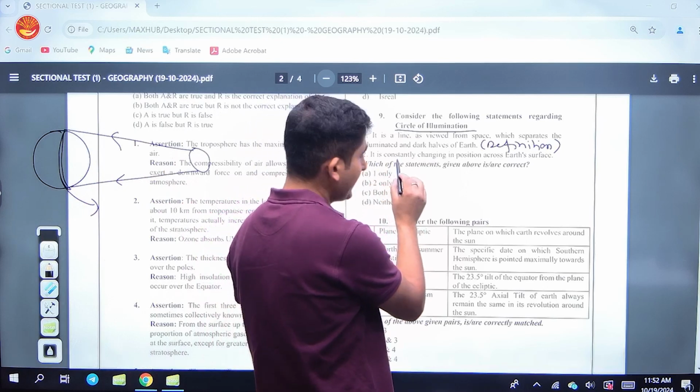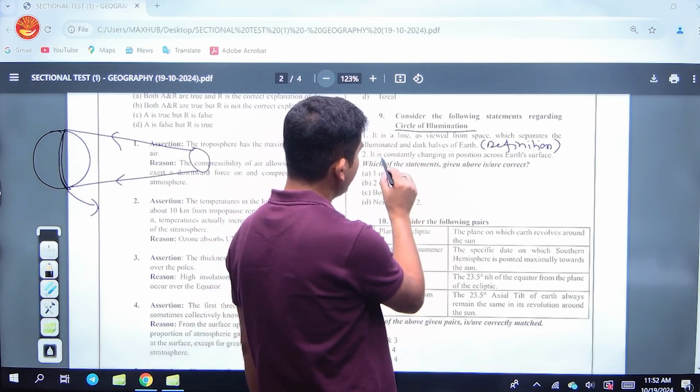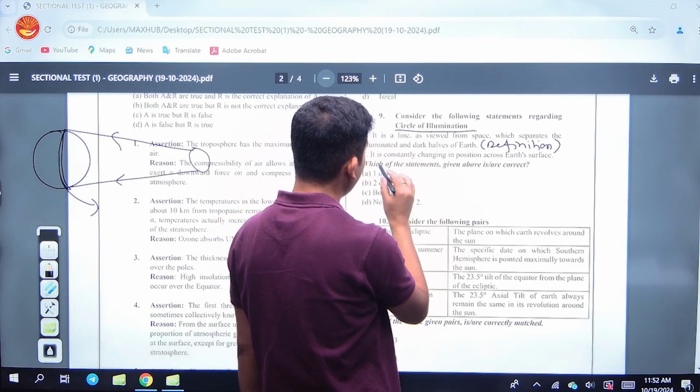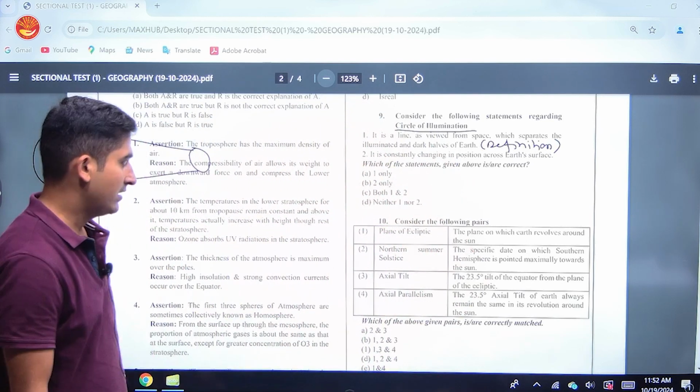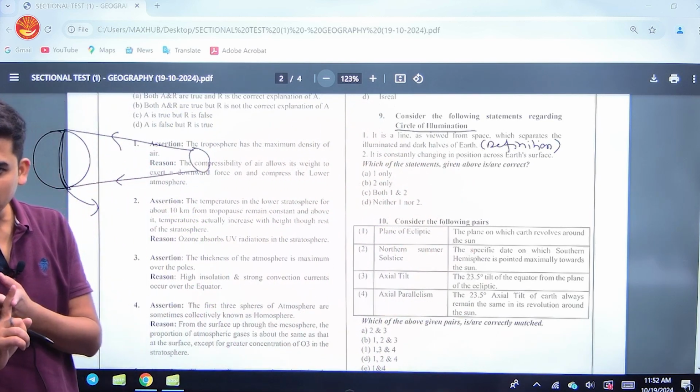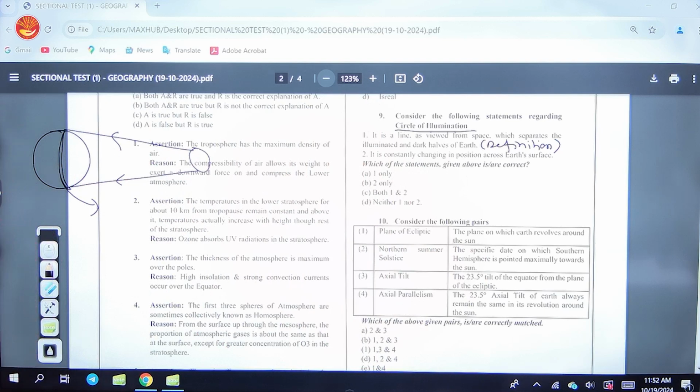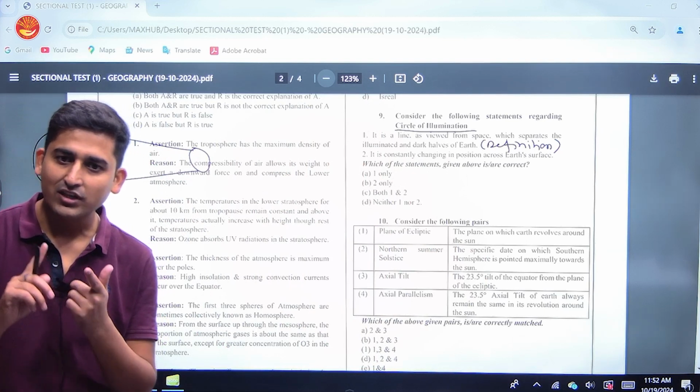The next statement regarding the circle of illumination is that it is constantly changing position across earth's surface. Yes. It is not fixed like equator, it is not fixed like tropic of Cancer, it is not fixed like 180-degree east or west longitude. It is constantly changing because it is a line.